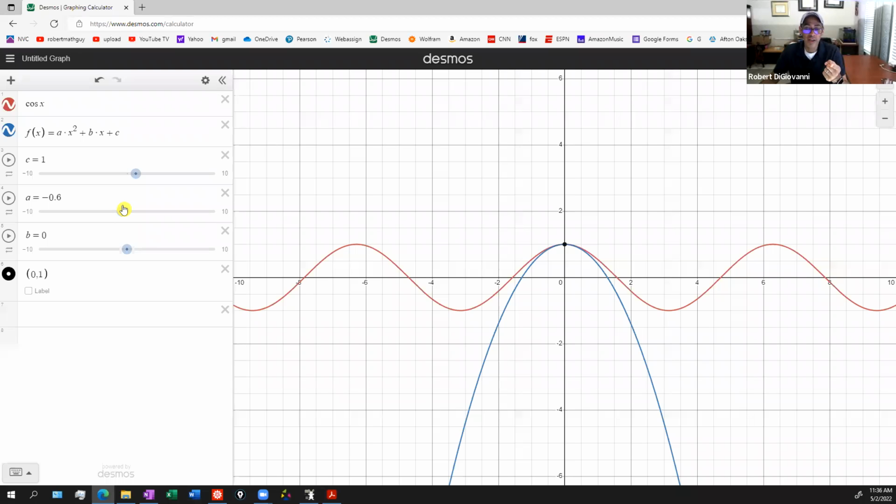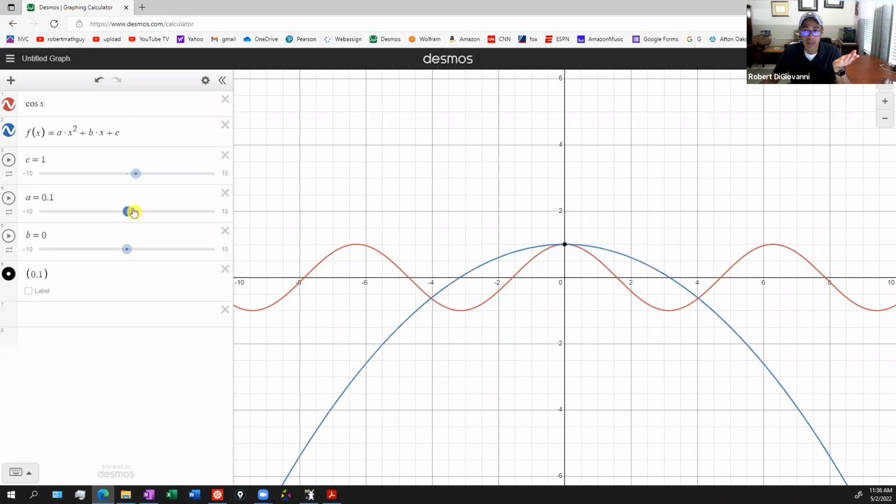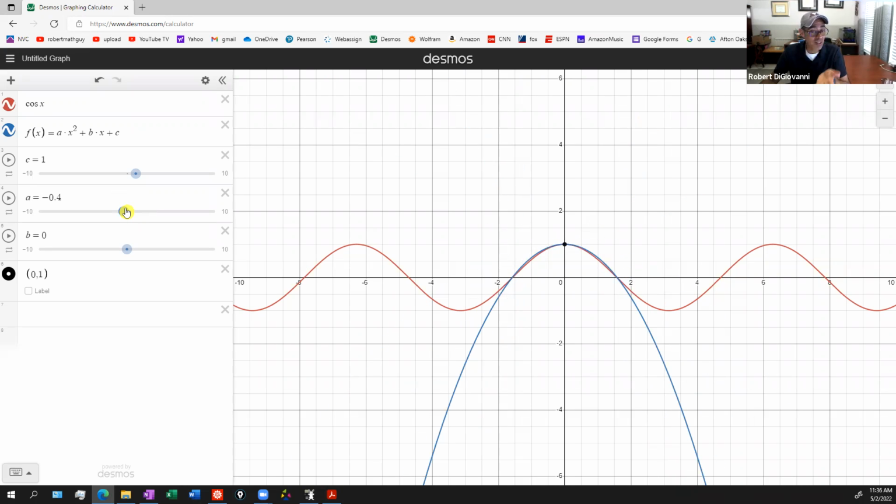The second derivative. Why don't we make their concavity match? Because if I adjust A like that, I'm concave up, but I want them both to be concave down, and I want that concavity to be the same on both. So let's match the second derivatives now. Does that make sense?